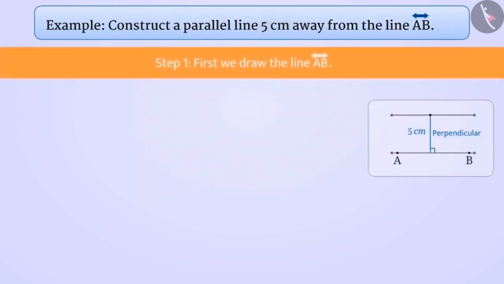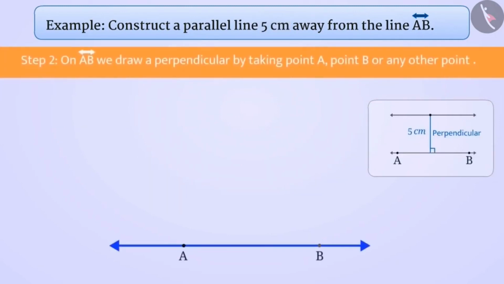Step 1. First, draw the line AB. Step 2. Draw a perpendicular M by taking point A, point B or any other point on AB. You can do this by the method shown. First, place the compass at A and with a convenient radius, draw an arc cutting AB at points C and D.